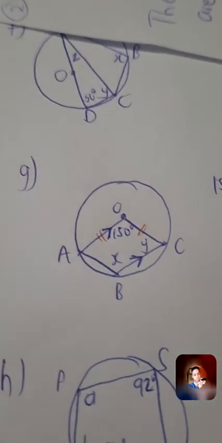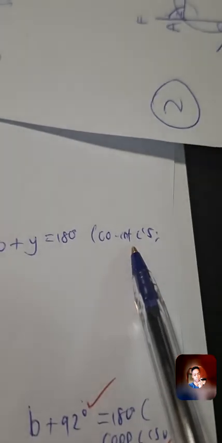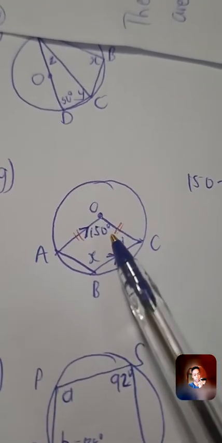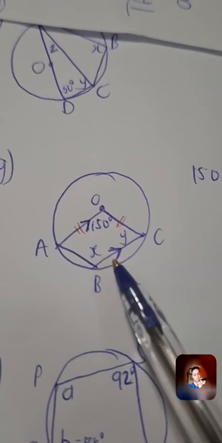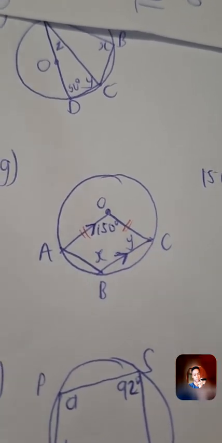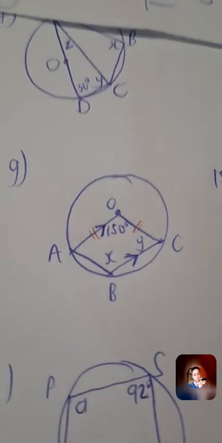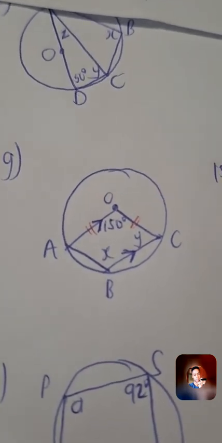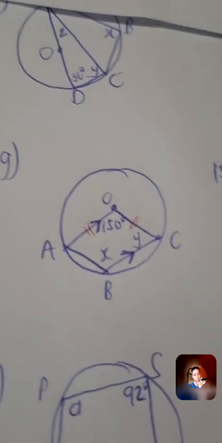When you say co-interior angles, what else must feature? Let me check the shape. What sides are equal? What else must feature when you write the reason co-interior angles? For your corresponding angles, alternate angles, and co-interior angles, there's something else that must also feature.